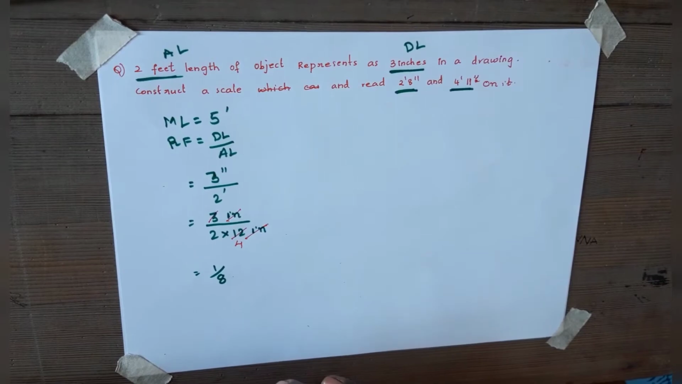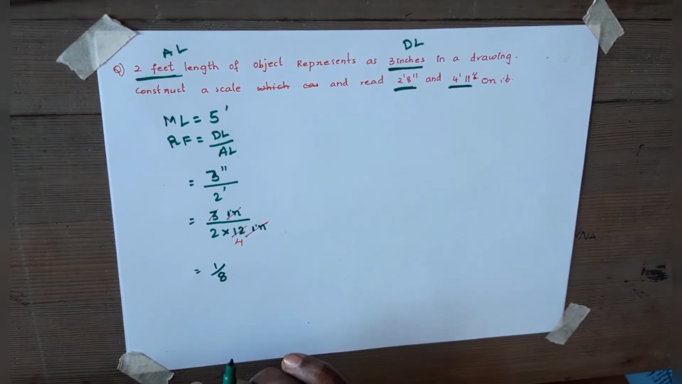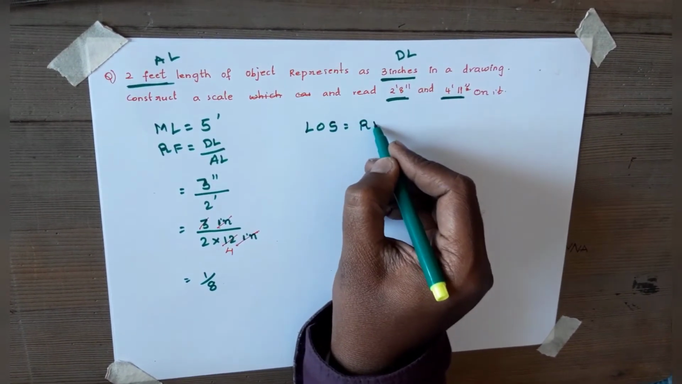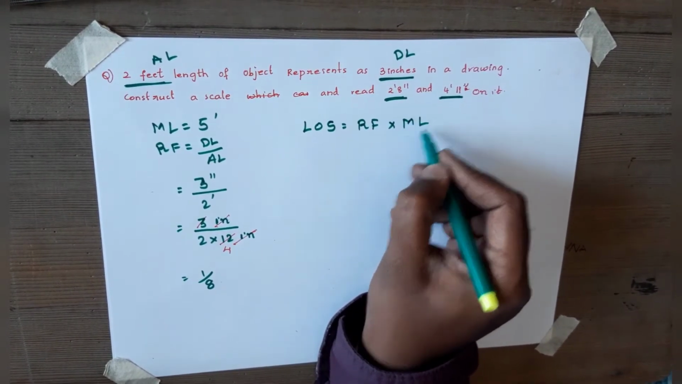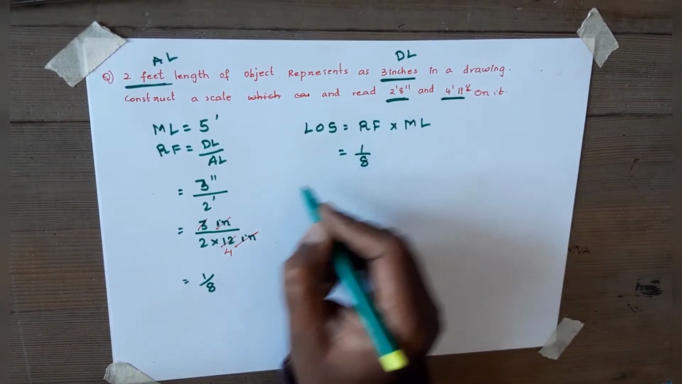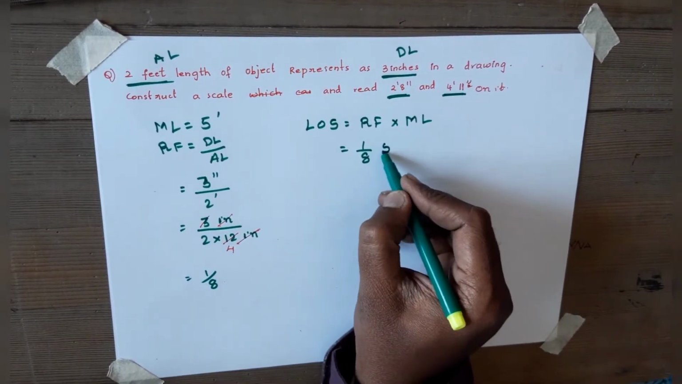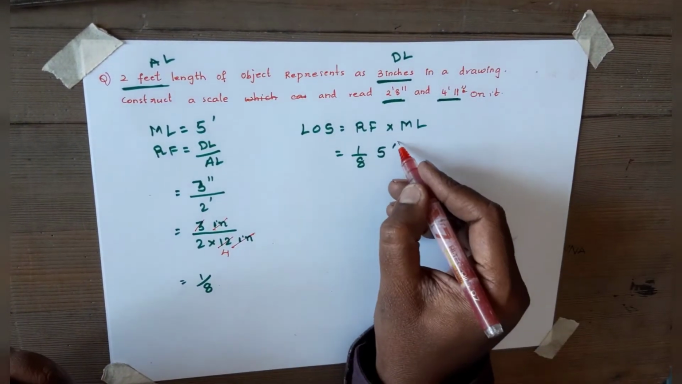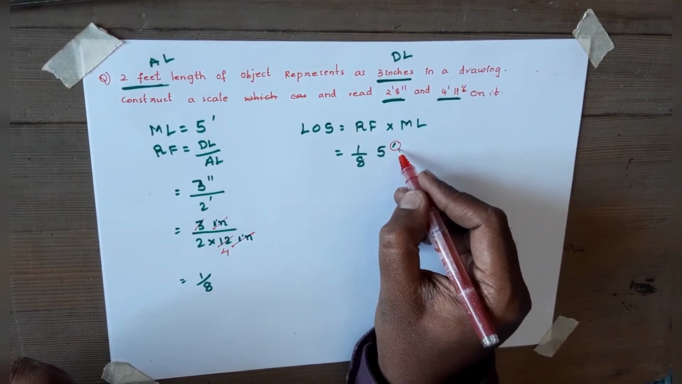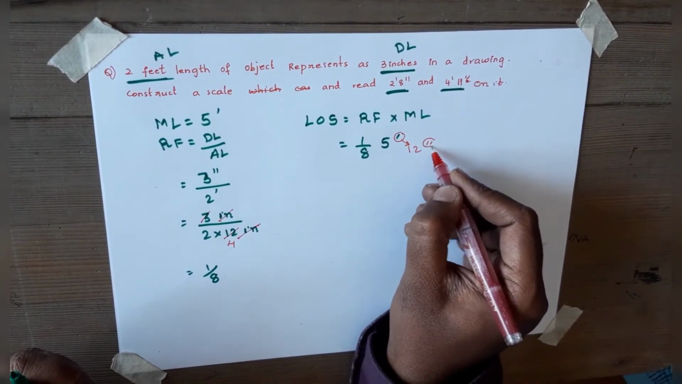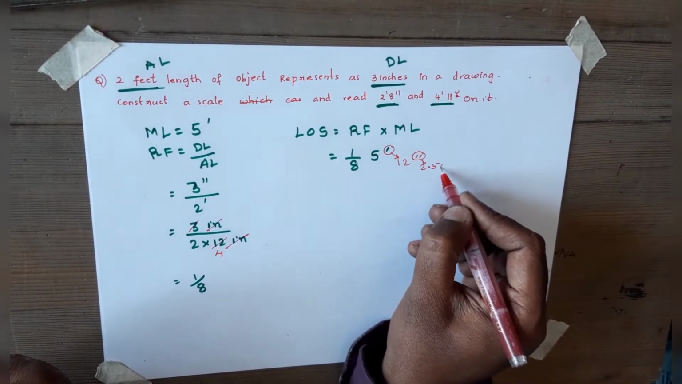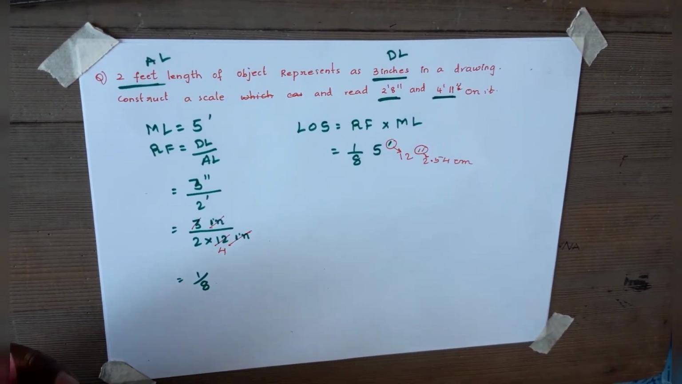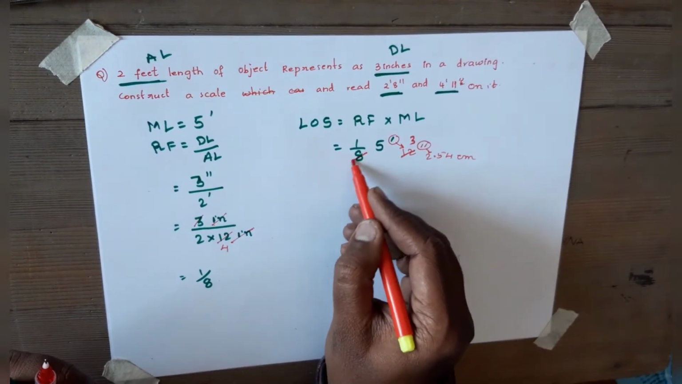This is okay. But the problem is, what is the length of the scale? Maximum length I know. We know that length of the scale is equal to RF into maximum length. RF is 1 by 8. Maximum length is 5 feet. But I have to replace feet with inches, and then centimeters, because I am familiar with centimeters. 1 foot is equal to 12 inches, and 1 inch is equal to 2.54 centimeters.